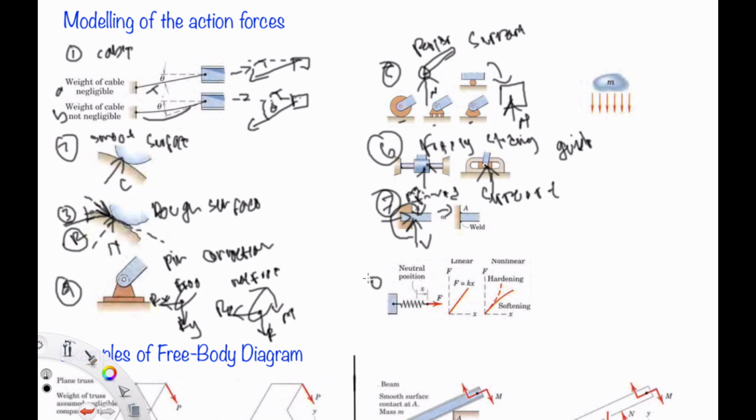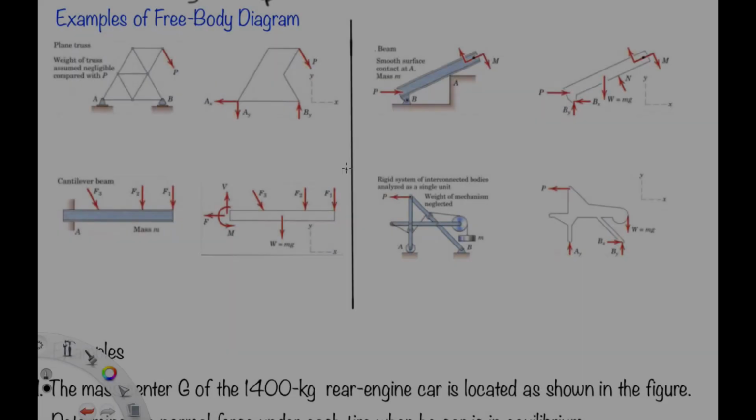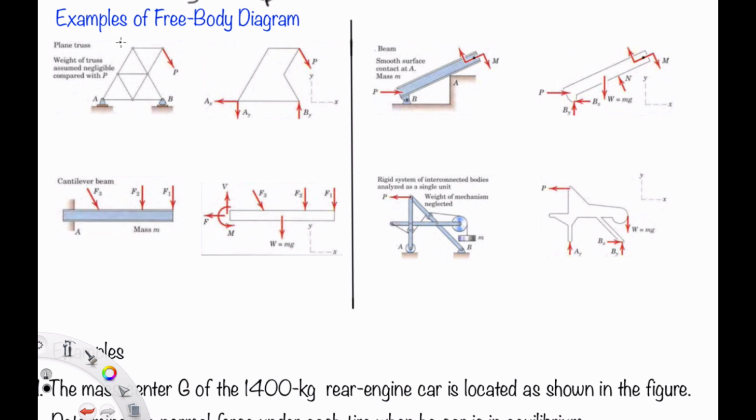And for the eighth one, I have explained about this one in the previous video. You can check the previous video about the spring. And then the ninth here refers to gravitational attraction. So the weight of this will be referred to as the mass times the gravitational constant. Okay, let's try these examples of free body diagrams.